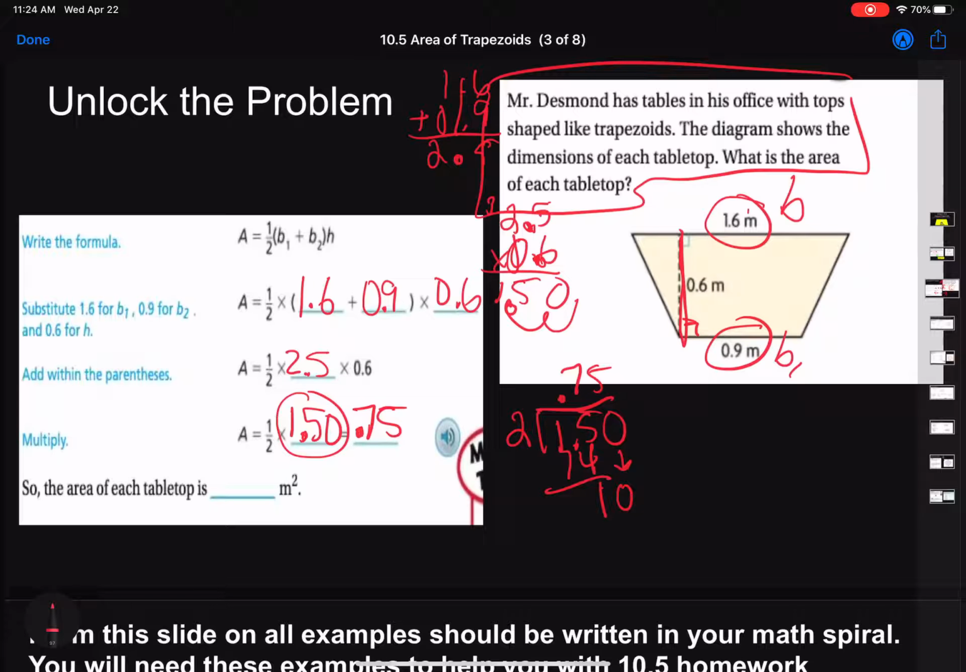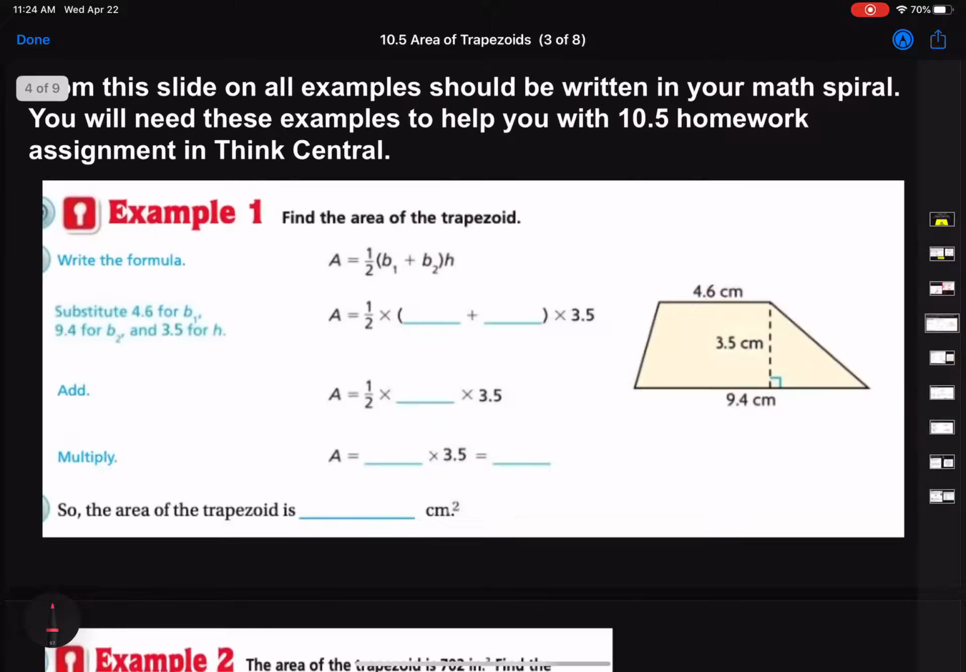I was so focused on just the trapezoid and trying to find the area of that trapezoid. So the area of that trapezoid shape is 75 hundredths.